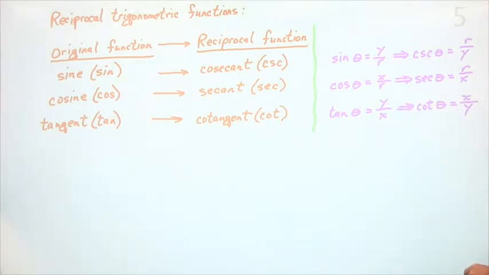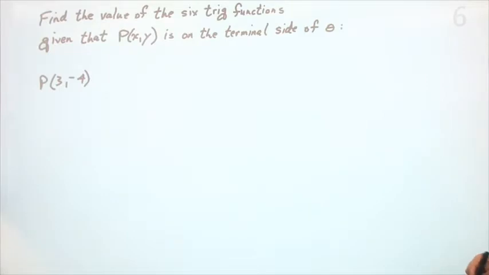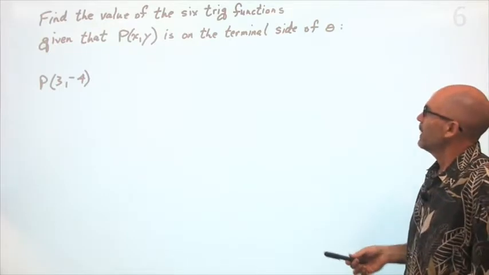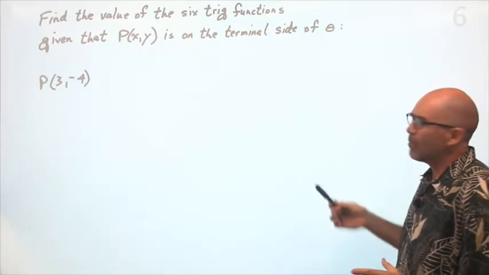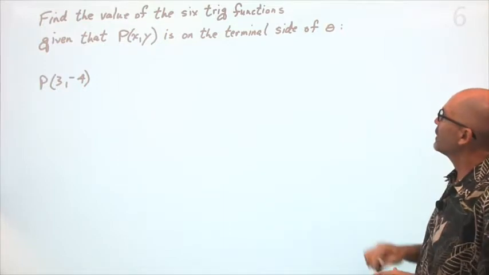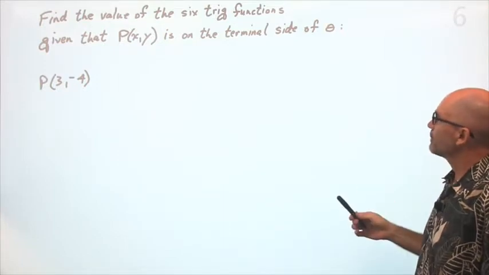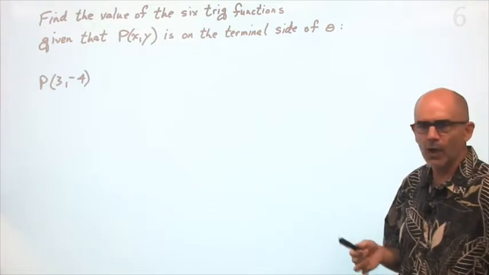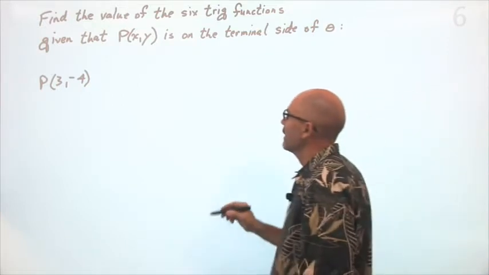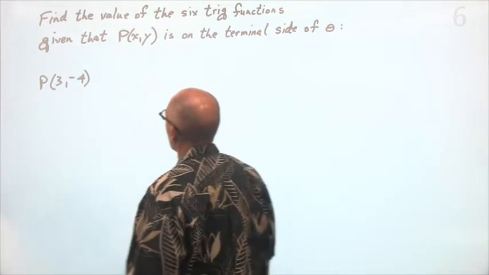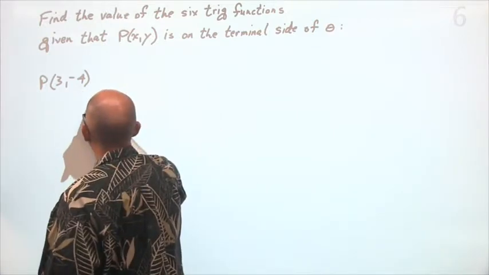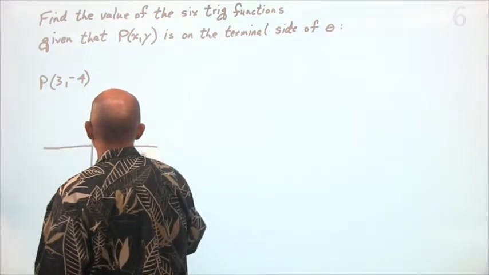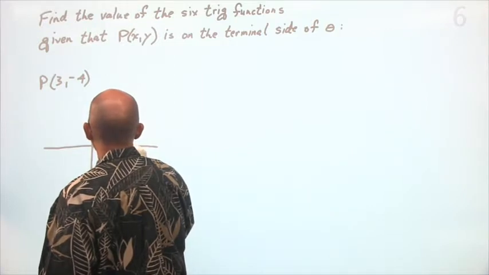Okay, so what we want to do is we take a given point and we find the 6 trig functions on the terminal side of the angle. Okay, so let's do that. Here's our point 3, -4. Well, let's put it on the graph. So we're going right 3 and down 4.